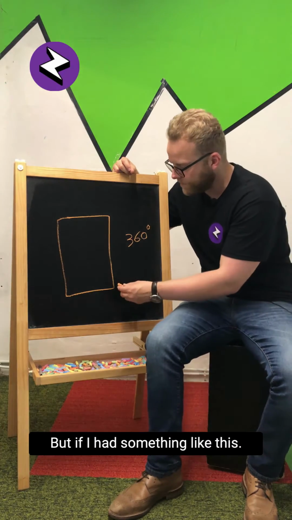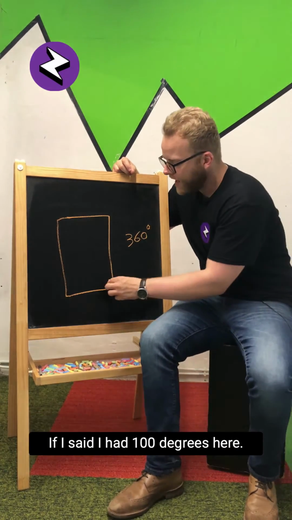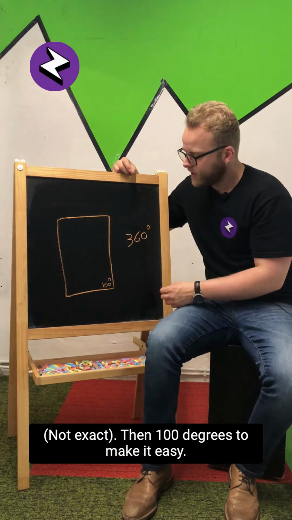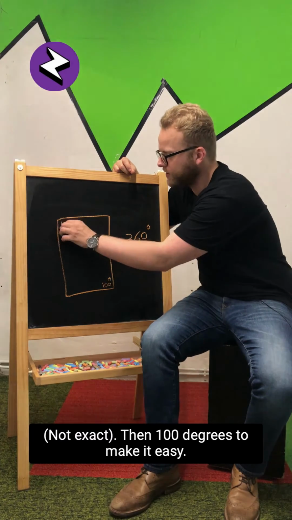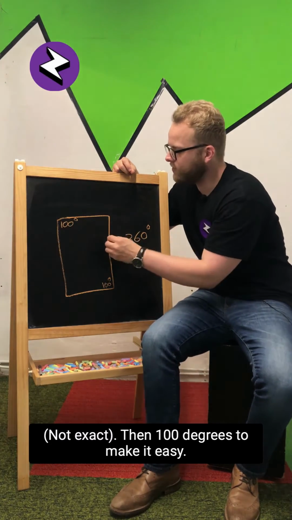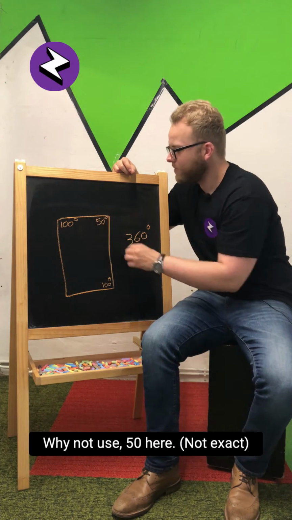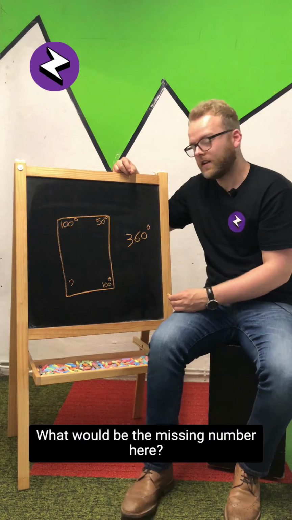But if I had something like, let's just say not exact angles at all, just to make it a bit hard for you. If I said I had 100 degrees here, again, not exact. So 100 degrees here, and then let's do 100, so it's a bit easy, and then why not, let's go 50, okay, making it a bit random. What would be the missing number here?